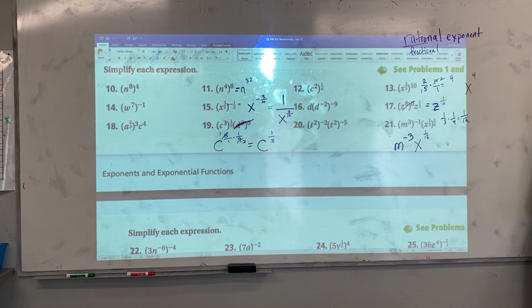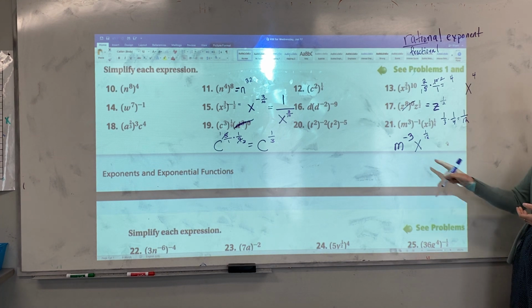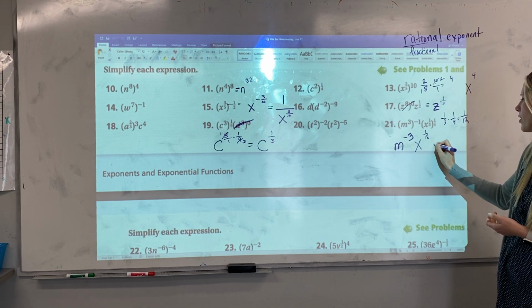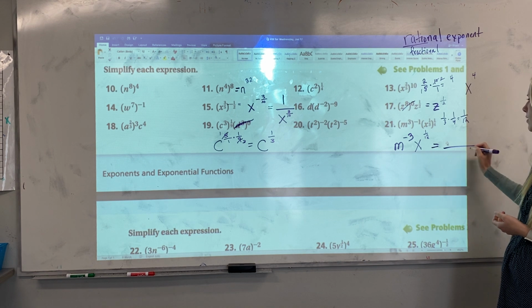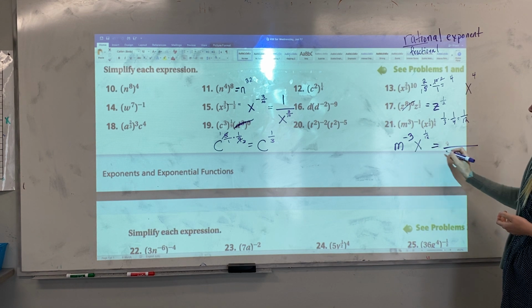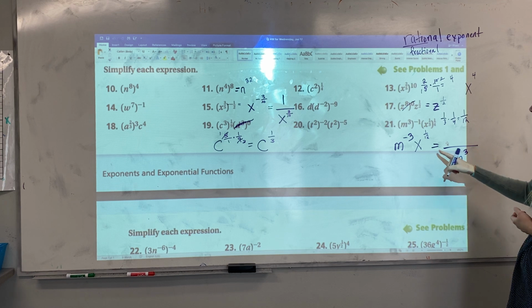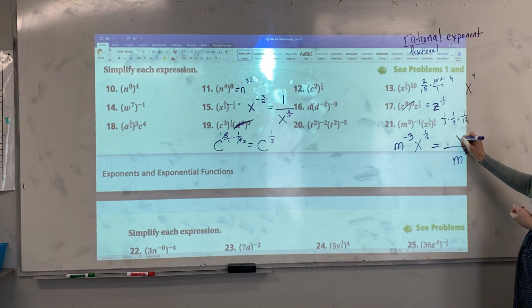One last step would be what? Yep, sending this guy, the m to the -3, to the basement, or the dungeon. So that would be m to the +3. And in our numerator, x to the 1/12 can stay where it is.